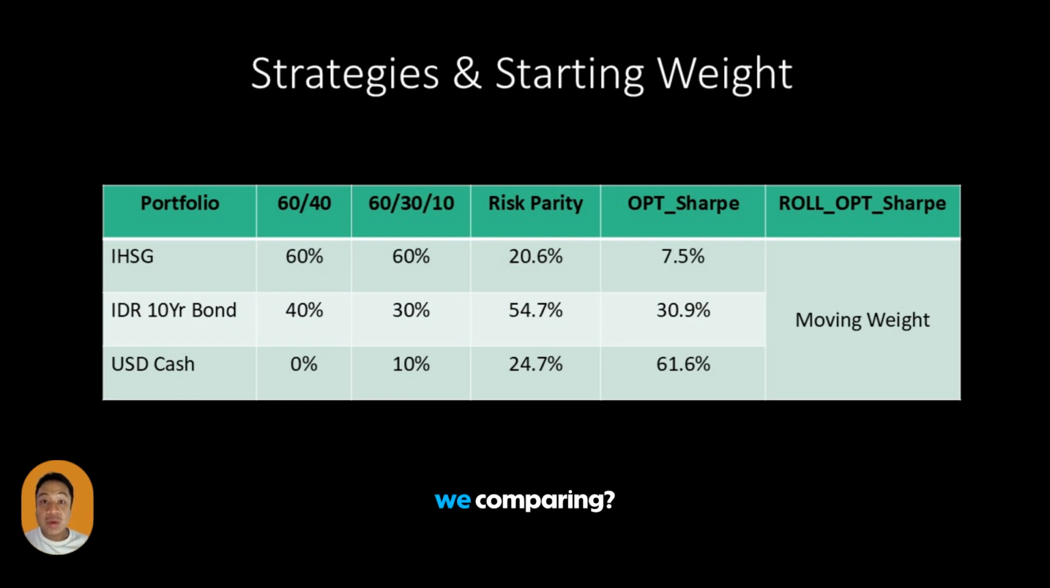What strategies are we comparing? 60-40 is 60% IHSG, 40% bonds. 60-30-10, we add a small 10% USD sleeve. Risk parity. Allocate so each asset contributes more balanced risk. In this test, it ends up around 20.6% IHSG, 54.7% bonds, 24.7% USD.